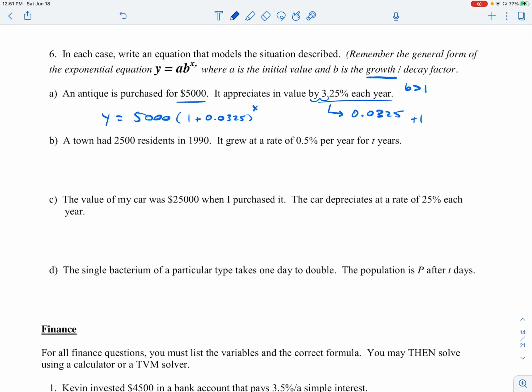Okay, and then x would just be the exponent. So I don't really want to leave it in this form. I'd like to simplify that, so we should just write it as y equals 5,000 times 1.0325 to the exponent x. Okay, and that's our final answer for that.